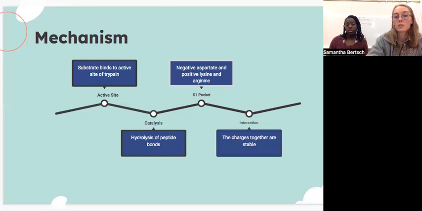This gives it the ability to only cleave at the carboxyl end of the amino acids, which has a positive end, from an arginine and a lysine. The positive charges of the R groups on these amino acids interact with the negative charge of aspartate. When the positive and negative charge come together, they stabilize each other. This is why it can only cleave at the carboxyl end of lysine and arginine.